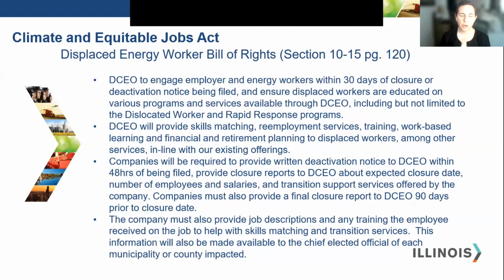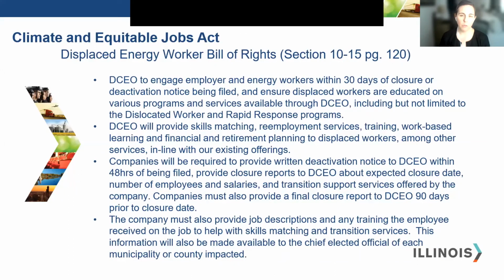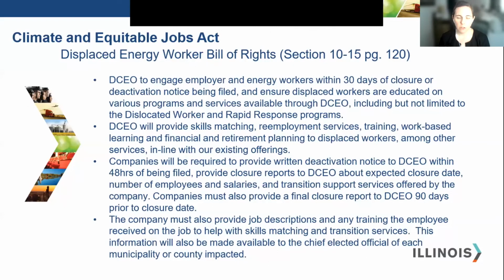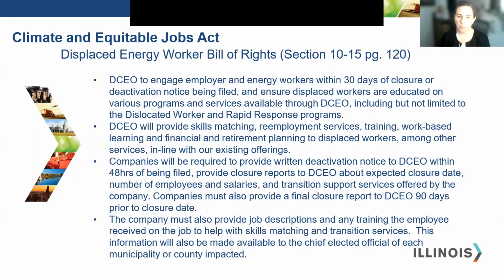And finally, the bill creates a Displaced Energy Worker Bill of Rights, which places requirements on DCO and investor-owned electric generating companies, plant owners, or coal mines to support a smooth transition for energy workers. So this includes ensuring displaced workers are educated on various programs and the services available through DCO, including but not limited to the dislocated worker and rapid response programs. DCO is to provide skills matching, reemployment services, work-based learning, and financial and retirement planning, among other services, to ensure that workers are prepared for whatever their next step may be.